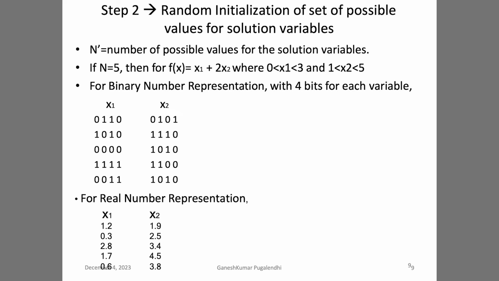So for x1 we need to initialize binary bit values in terms of 4 binary digits, and likewise for x2. You have to decide the binary values. Since capital N is equal to 5, I have to decide 5 different sets of binary values, both for x1 as well as for x2. So this is the second step.